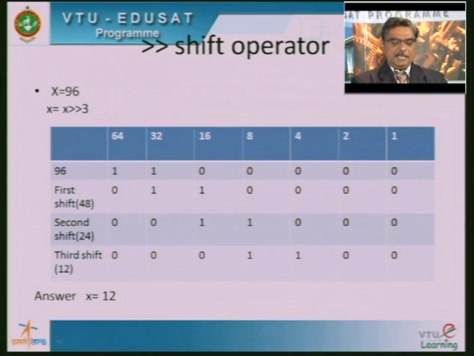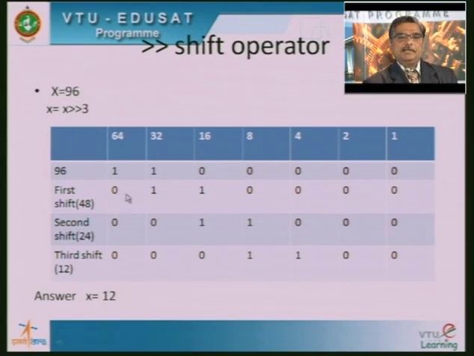Let us use right shift. How does it work? Take a number x equal to 96. 96 means 64 plus 32, that is 1100000. It is the binary representation of 96. That is what you have understood: the binary form of representing a decimal number.